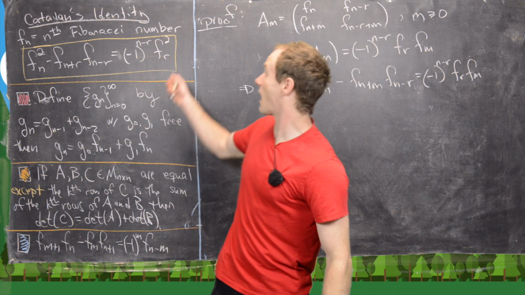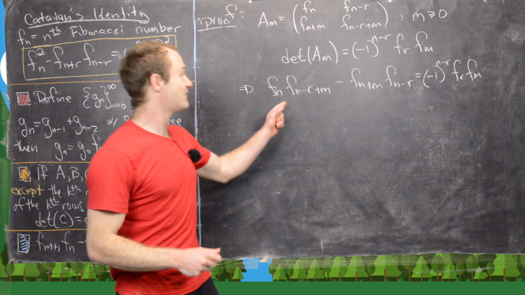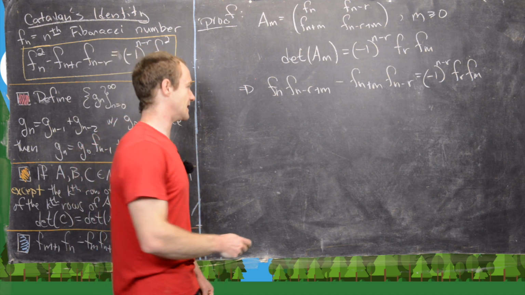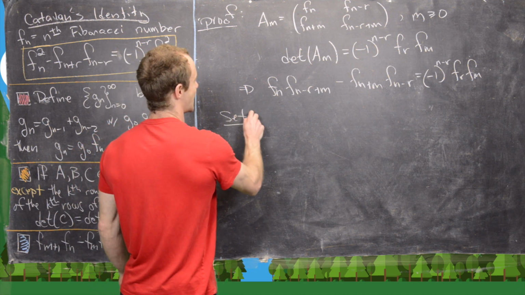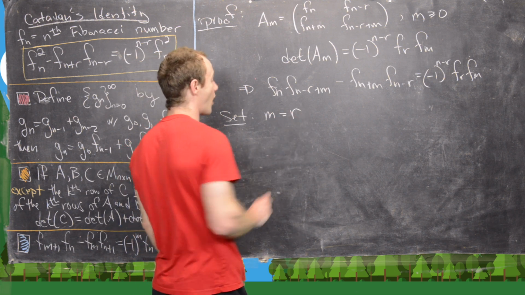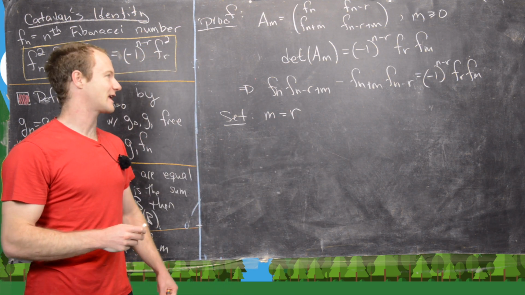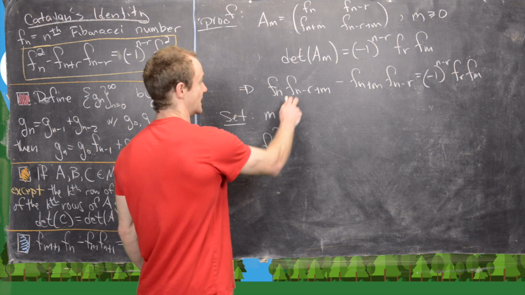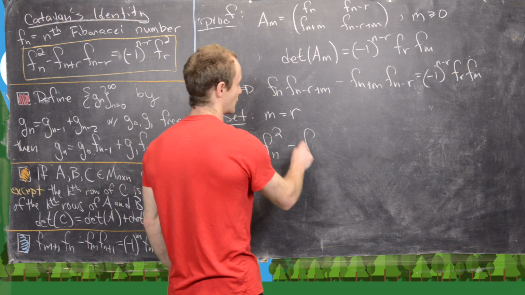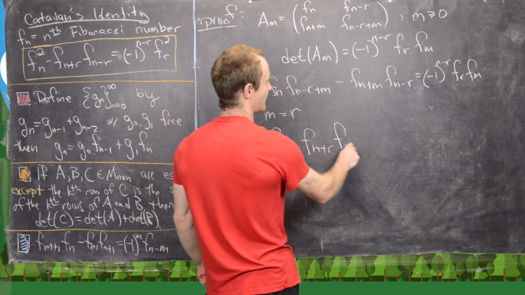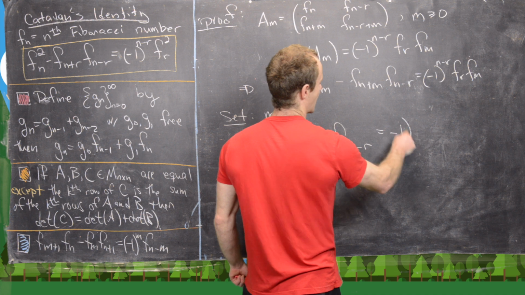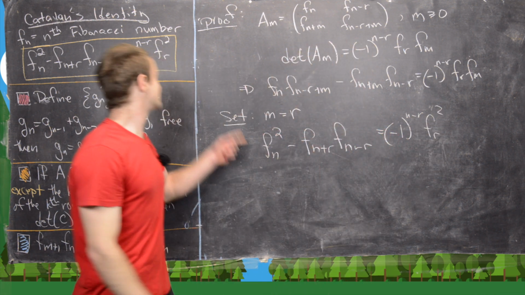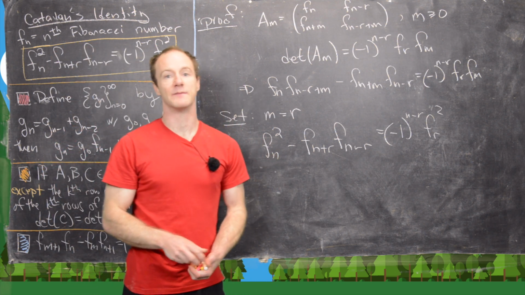But that looks a lot like our goal identity. In fact, this can be seen as some sort of generalization of our goal identity. So let's go ahead and set m equal to r, and notice that we get exactly Catalan's identity. So here we're going to have Fn and then another Fn, so that'll be Fn squared. And here we'll have Fn plus r, Fn minus r, and then over here we'll have minus 1 to the n minus r, F r squared, which is exactly what we wanted to prove. Okay, that's a good place to stop.